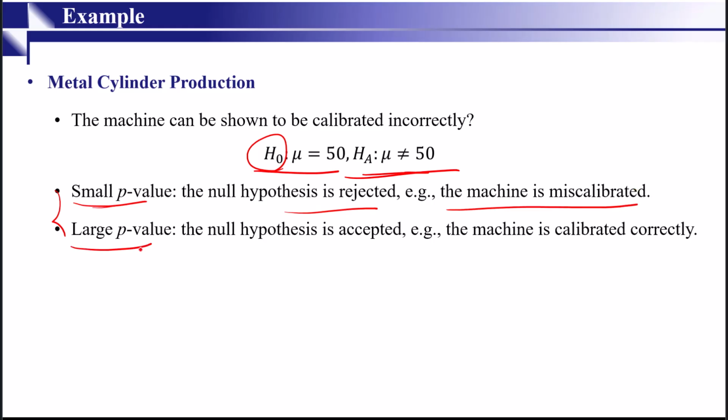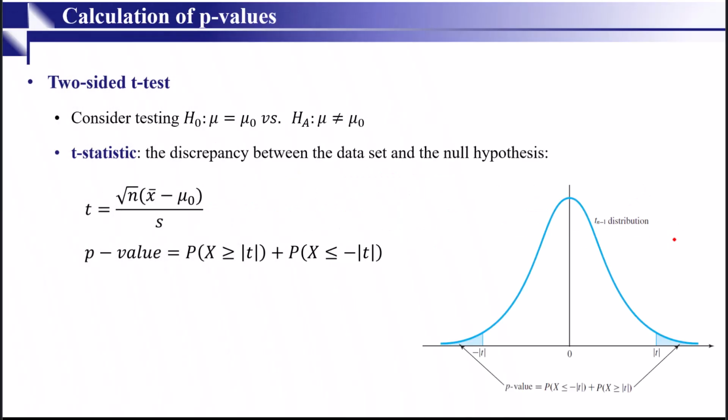But if we get a large p-value, the null hypothesis is accepted, and we can conclude that there is no evidence that the machine is calibrated incorrectly, right? So still, we cannot make sure that the machine has been correctly calibrated. We simply say we have no evidence to indicate that the machine was not calibrated correctly. Now, the main question is how to calculate the p-value.